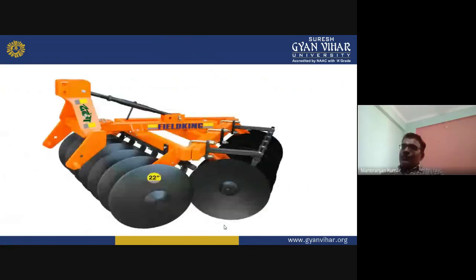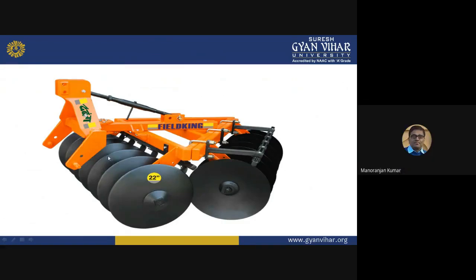So this is one photograph of this disc harrow. Here you can see there are a number of discs mounted on a single shaft. Here also there are two shafts. One is this shaft, the other one is this one. This type of case is not available in the disc plow. In the disc plow, each disc is mounted on a separate axle. But here you can see a number of discs are mounted on a single shaft. So this is the basic difference between disc harrow and disc plow.